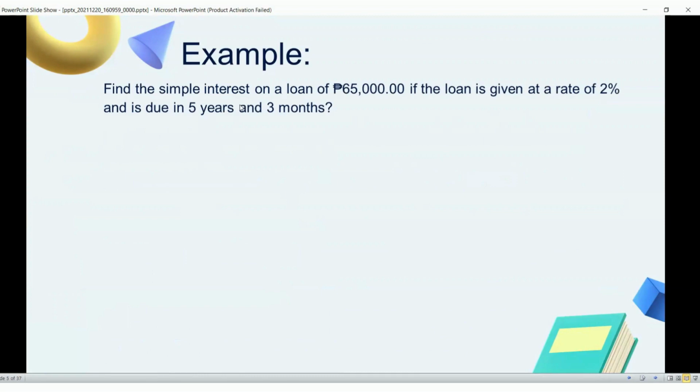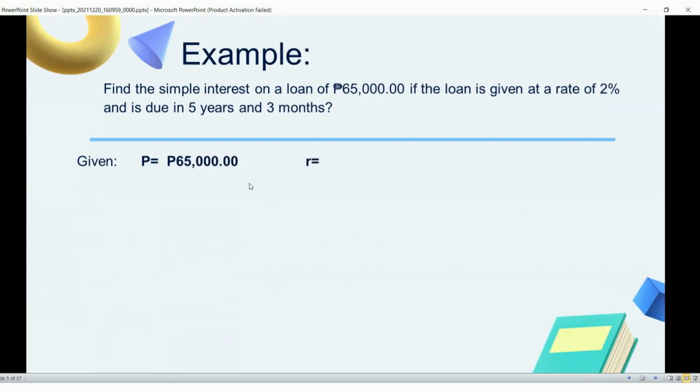Find the simple interest on a loan of 65,000 pesos if the loan is given at a rate of 2% and is due in 5 years and 3 months. So, hinahanap yung simple interest sa niloan na 65,000 at a rate of 2% and is due in 5 years and 3 months. So, hanapin natin yung given. For our P or principal, yung 65,000 kasi siya yung loan money. For our R, interest rate, 2%, usually in percent.